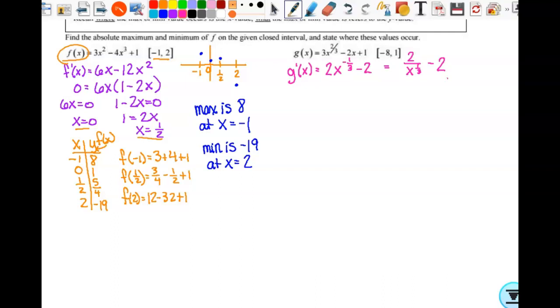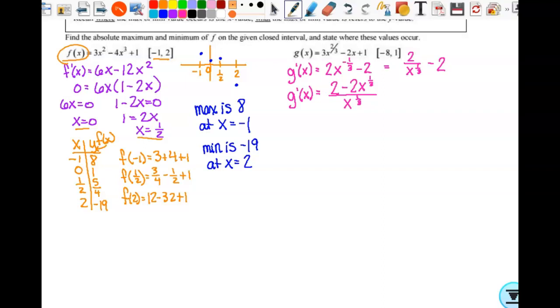So I need to get this all into one term, like one fraction basically. So g prime of x equals, what would my common denominator be? x to the 1/3. And then 2 is the numerator here, minus 2 times x to the 1/3 power, when I get my common denominator. All right, are we all good so far?